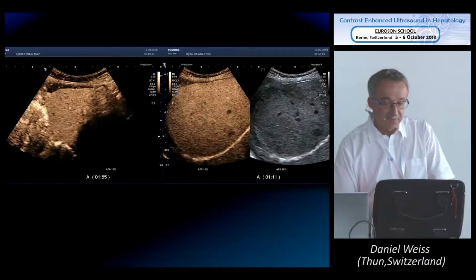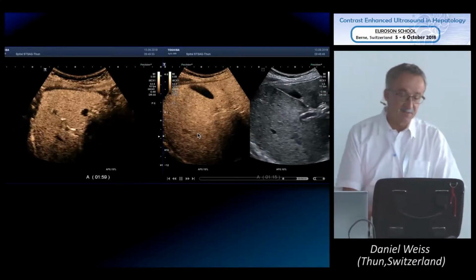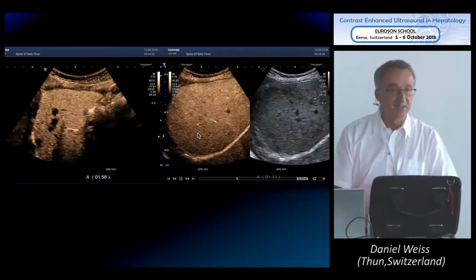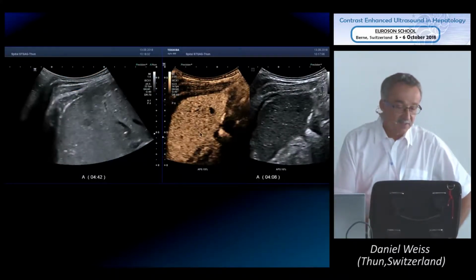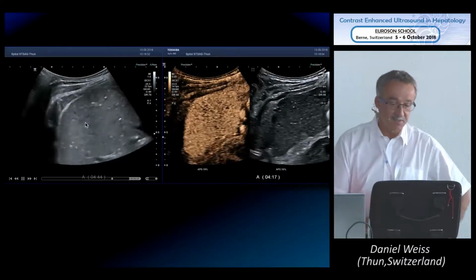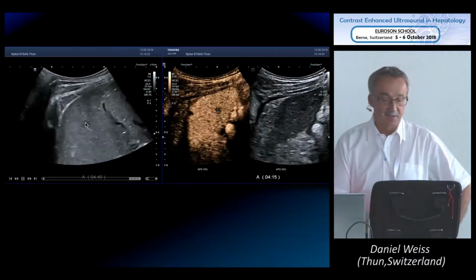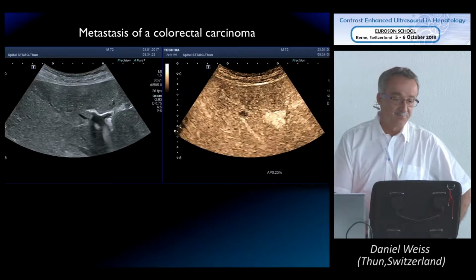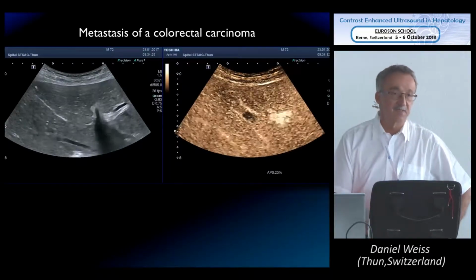And when we have metastasis, you see very clearly these black holes, and sometimes they are not visible in grayscale sonography, and sometimes they are visible. It's much easier to see a black hole than this small lesion here. You see, it helps a lot if you wait until the late phase, 2 minutes for example, and you look for black holes. But some of these lesions are invisible.